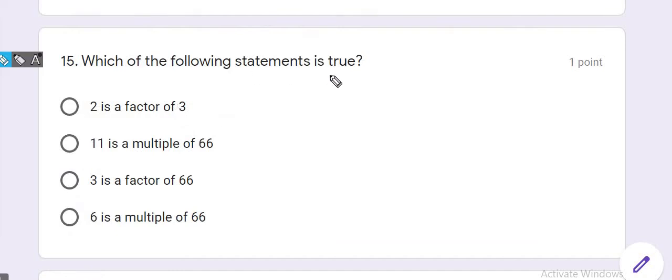Question 15. Which of the following is true? So 2 is a factor of 3. As 2 does not divide 3, it is not a factor of 3. 11 is a multiple of 66. False, because 11 does not come in the table of 66. 3 is a factor of 66. True, because 3 divides 66 completely. 6 is a multiple of 66. Wrong, because 6 does not come in the table of 66. So C option, that is 3 is a factor of 66, is correct.